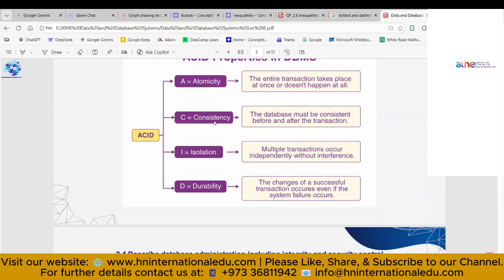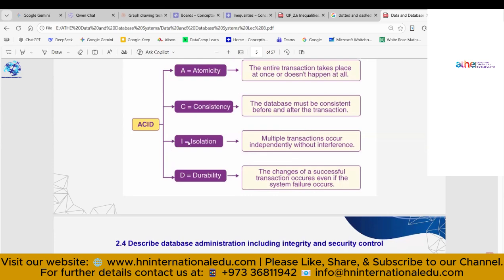C for consistency means the database must be consistent before and after the transaction. You have made some changes to your database, but are those changes consistent or not? Therefore, your database must be consistent even before the transaction. Next is isolation. That means multiple transactions occur independently without interference. Whatever transactions you are doing in your database are not dependent on each other. Otherwise, there would be a lot of problems, right? So all of the transactions occur independently.